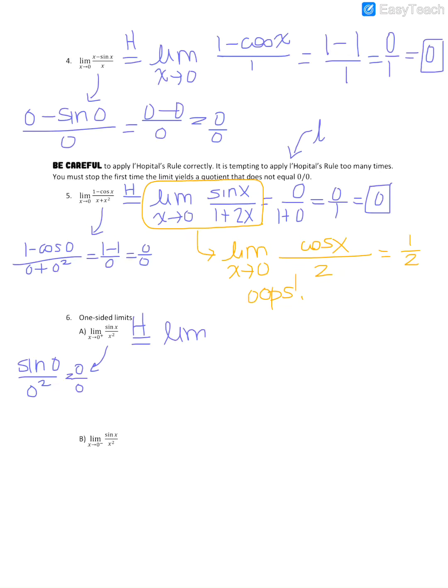So limit as x approaches 0 from the right. Derivative of sine, cosine x. On the bottom, 2x. Okay, at this point, when we plug in the 0, on the top, cosine of 0 is 1. On the bottom, I'm going to have 0 from the right. Okay, so what that means is I'm getting towards 0, but I am slightly positive, okay? So that means I get 0 positive on the bottom.